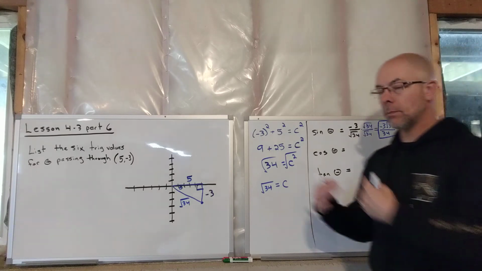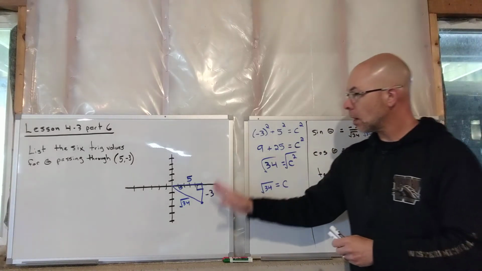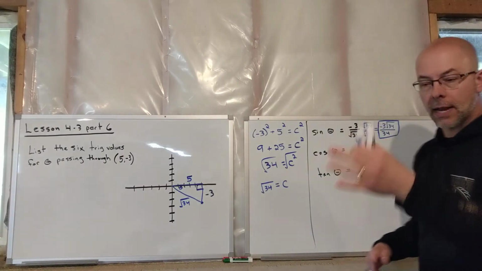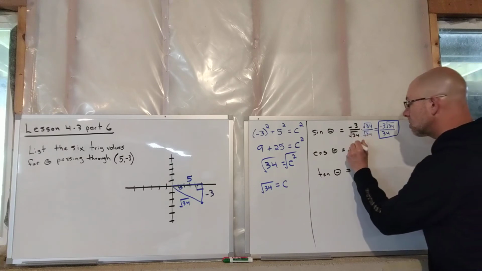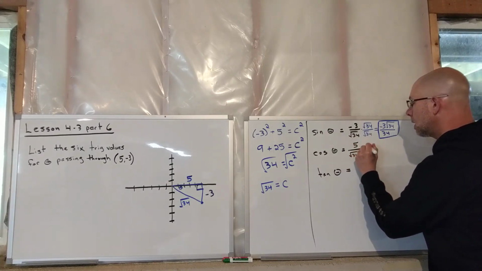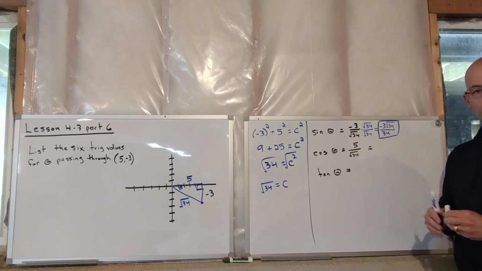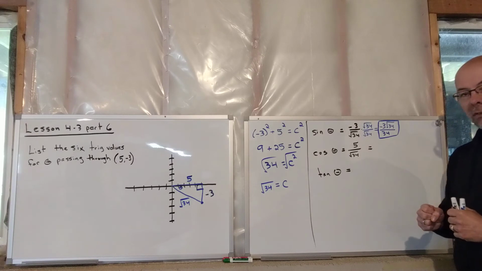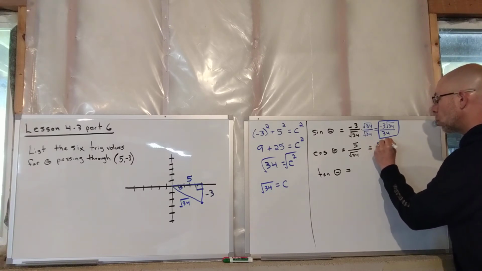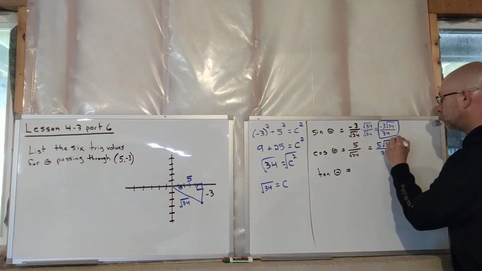The cosine will be adjacent over, oh, by the way, please make sure your sine's negative. Your cosine will be adjacent over hypotenuse. That's 5 over the square root of 34, not negative this time. Now, I'm just going to skip right to this answer because you do the same thing as you did in the previous example. Multiply by square root 34 over square root 34. That's going to become 5 square root of 34 over 34.